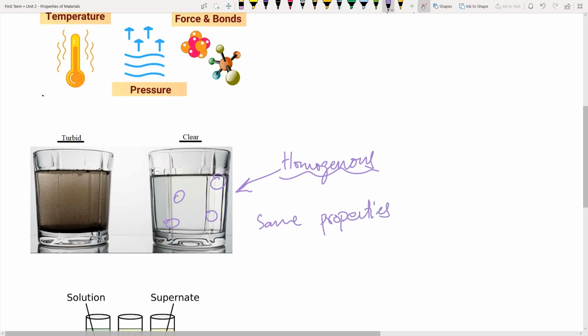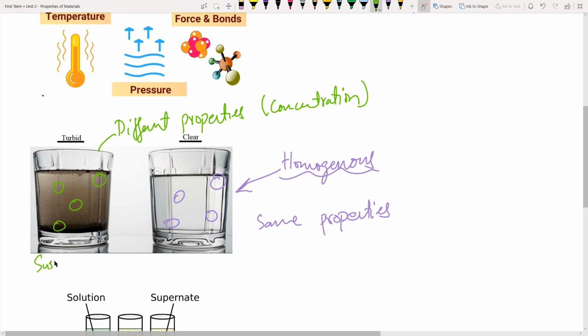But compared to this, if I take a sample from here, here, here, and from the bottom, we will have different properties, or we can say concentration, as well, because you can clearly see that at the top there's much clearer water or the solvent, in the middle there's some turbulence, some particles which are suspended, and at the bottom we see many particles sitting around. This is also known as a suspension, or a turbid solution.